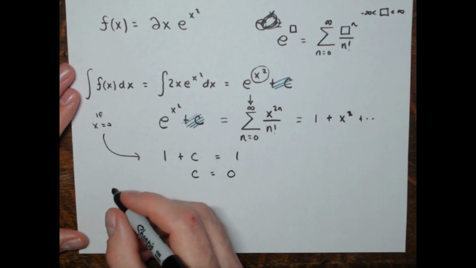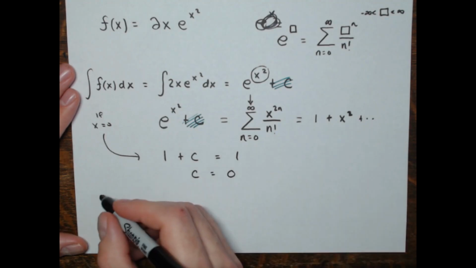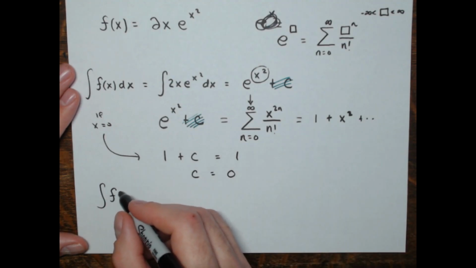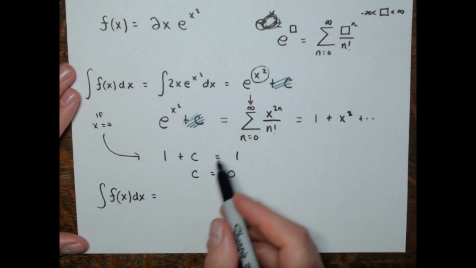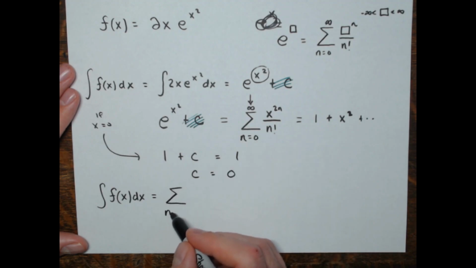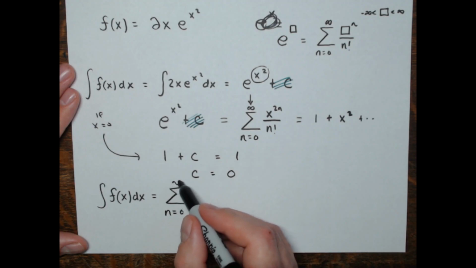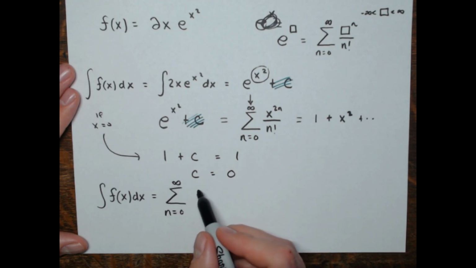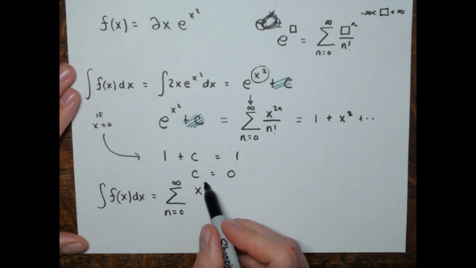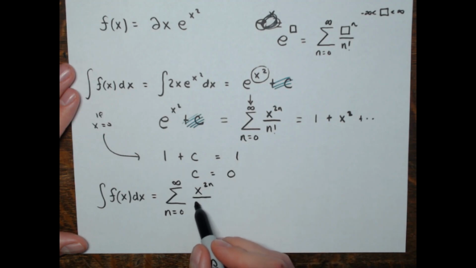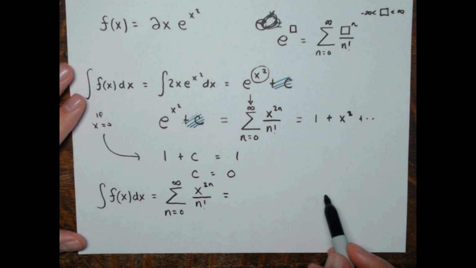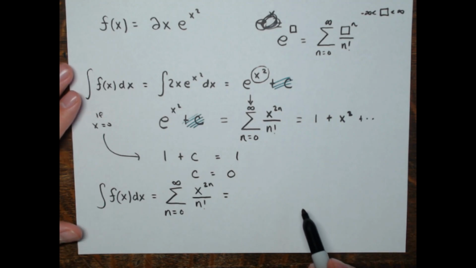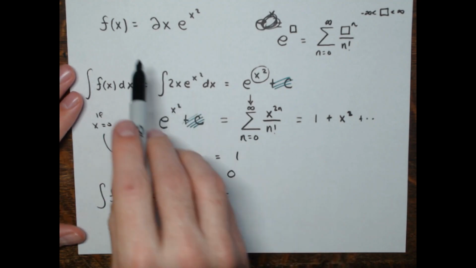So what we're seeing here is that the integral of this function we're given has the following series. Sum from n equals 0 to infinity of x squared to the n, x to the 2n, divided by n factorial, which I'll write out the first 4 terms of, and you'll see why. Because they want the first 3 non-zero terms of the series for our function here.